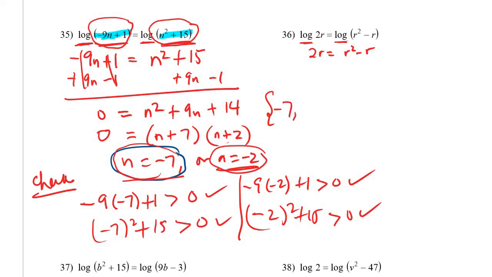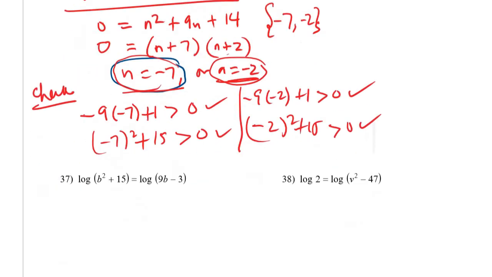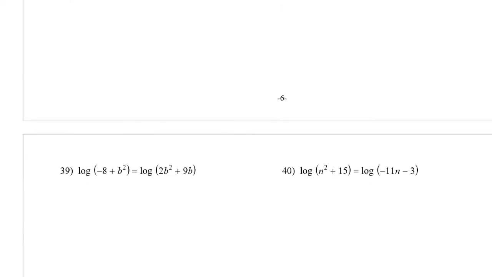So the answer will be negative 7 and negative 2. That's the final answer to that. You always have to check both of them. I want to do one that is the last one for the video.